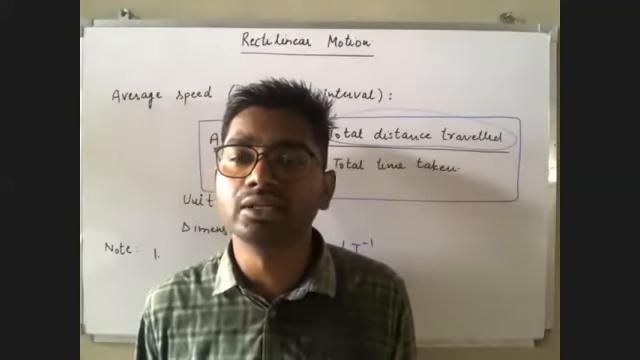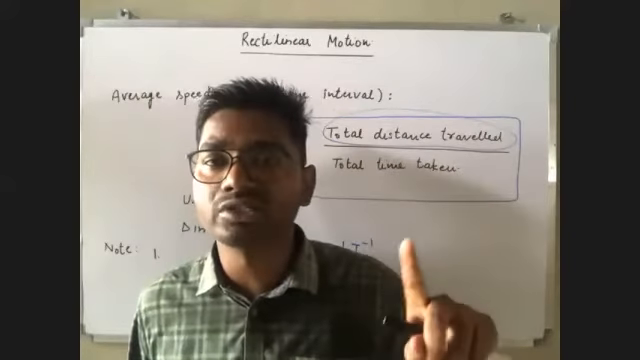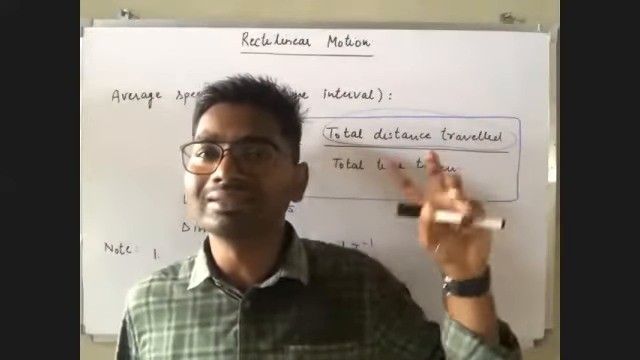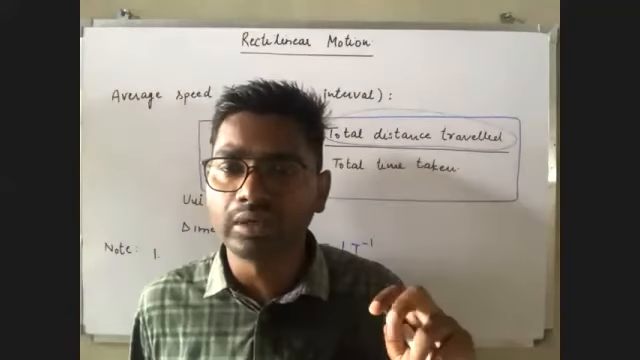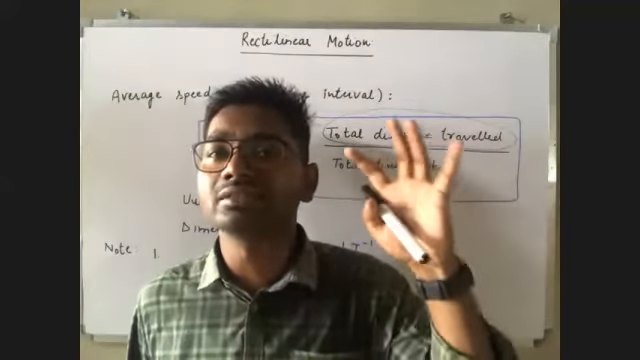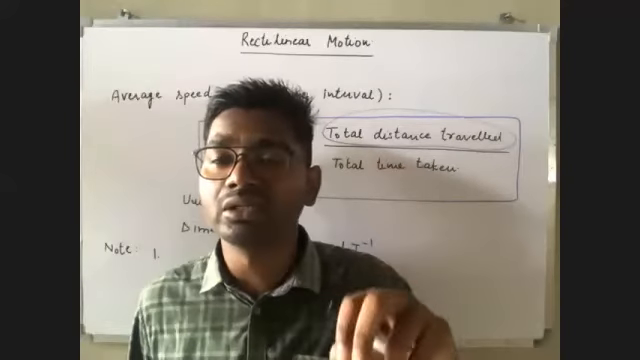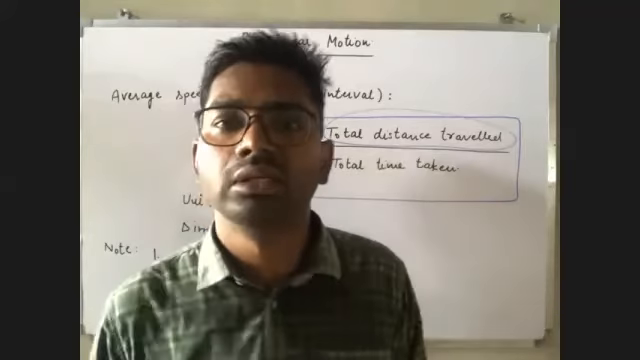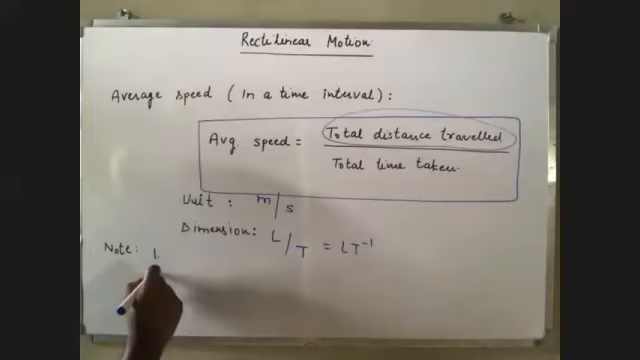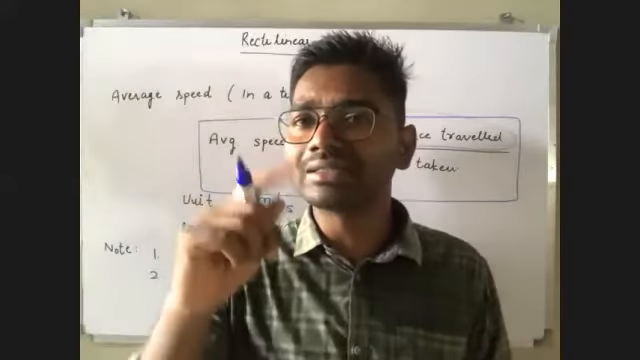First point, guys, be clear that average speed is always positive because it is total distance traveled, and distance traveled is always positive because it is a scalar quantity. While average velocity, since it is a vector quantity, can be negative or positive. Clear?